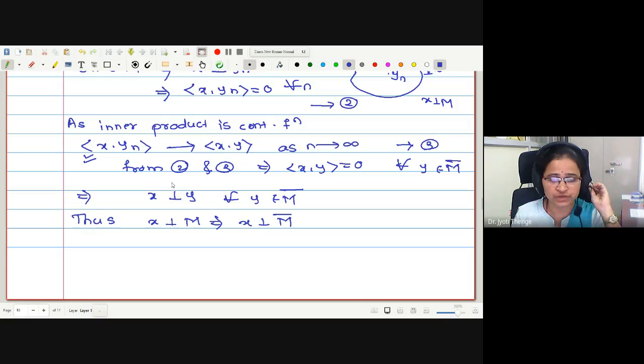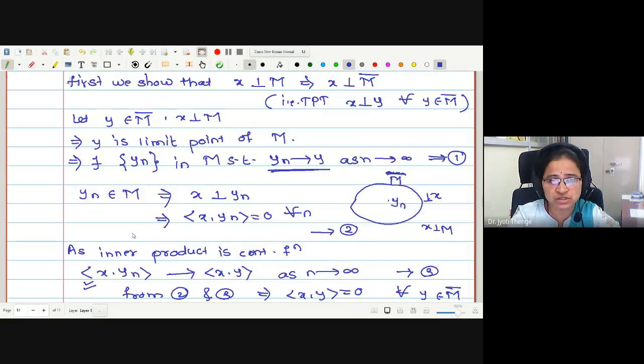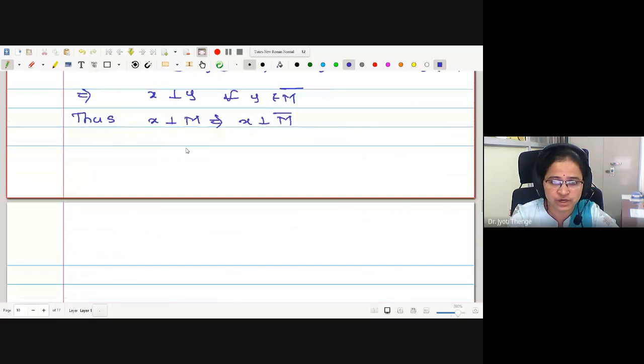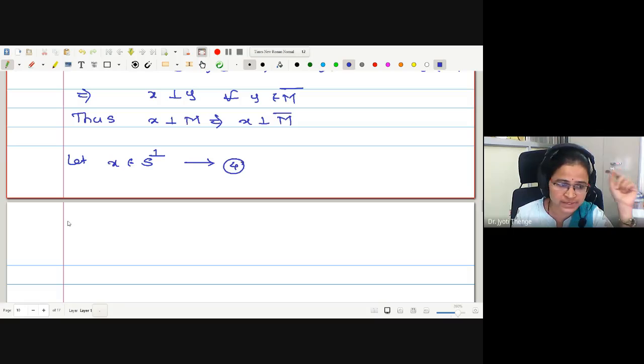Now we will use this statement for proving the actual result. What is my actual result to prove? S perp is equal to the singleton 0. Now what job will we do? We will start with one element, say X in S perp, and we will show that X is equal to 0. Therefore, let X be an element in S perp. The aim is to show that X is equal to 0. Let me call it statement number 4. If X belongs to S perp, what does it mean? X is orthogonal to S.